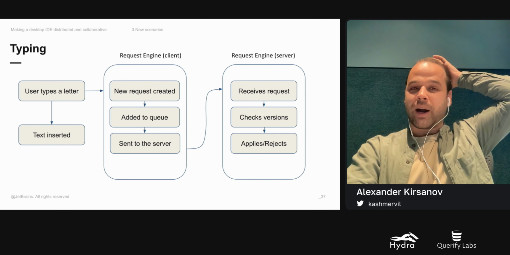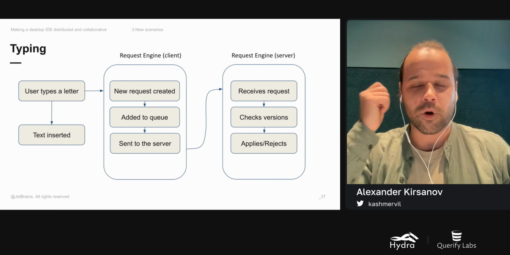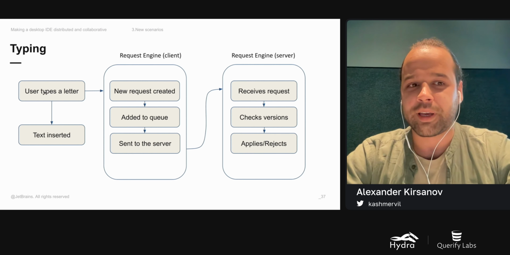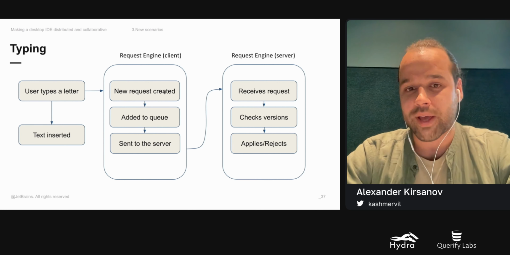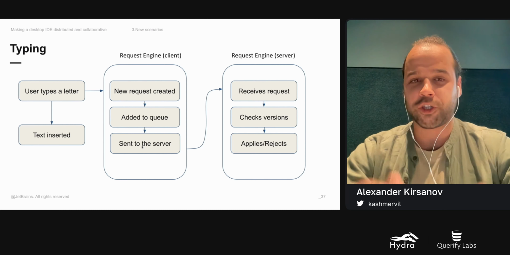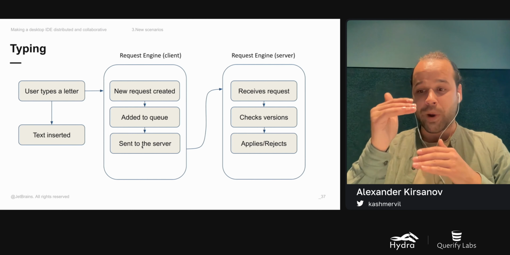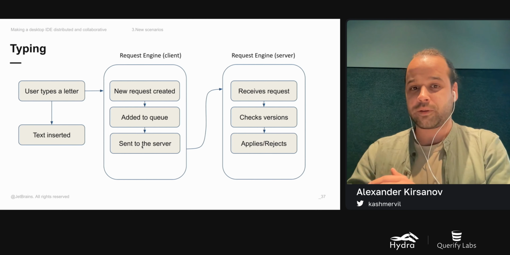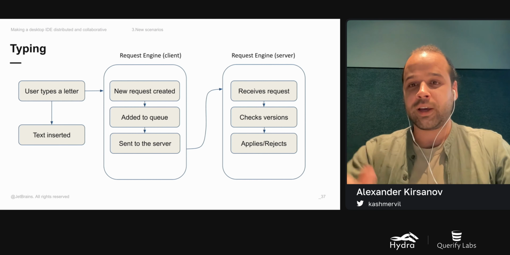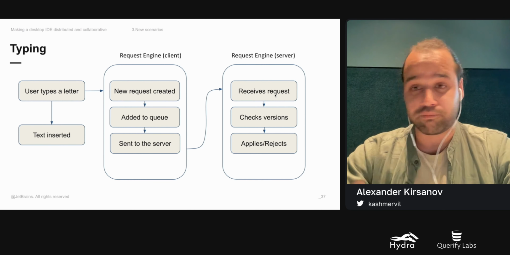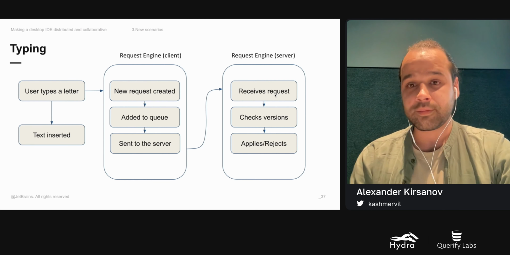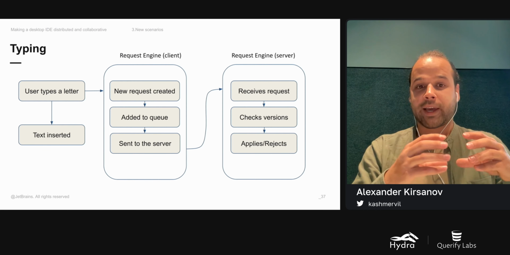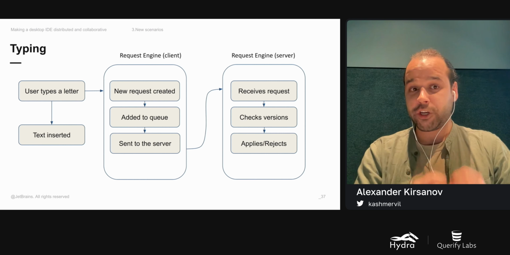So the pipeline for the workflow we just saw is the following. If the user types something, it gets immediately inserted, but at the same time, we're forming a request. We add it to the queue, which stays on the client and basically waits for the server to confirm it to be deleted from that queue. On the server side, we're just waiting for such requests to be received. And we also attach the version to each change.